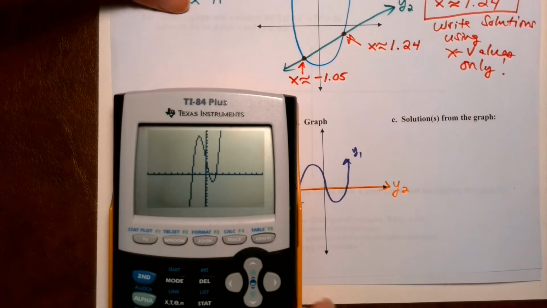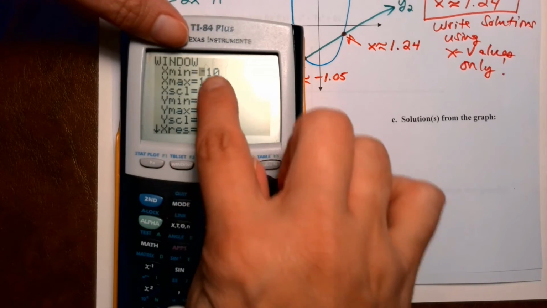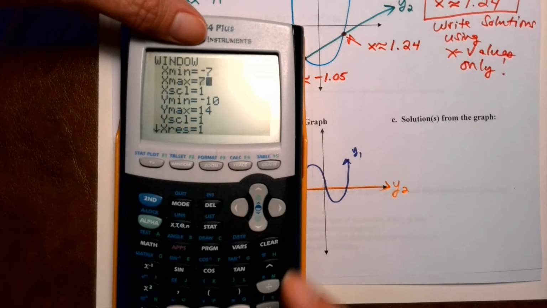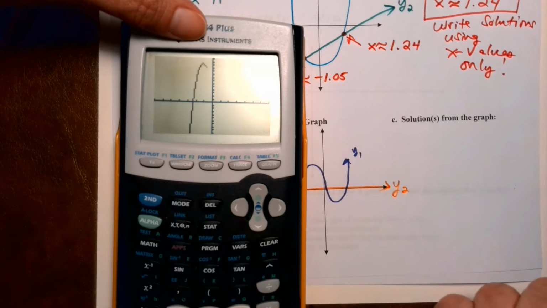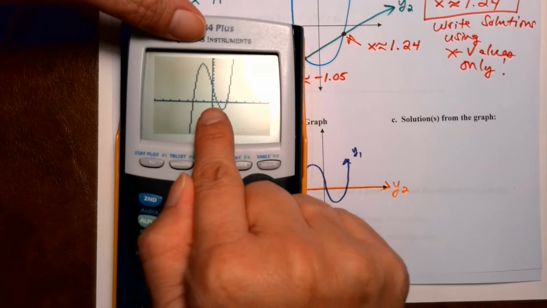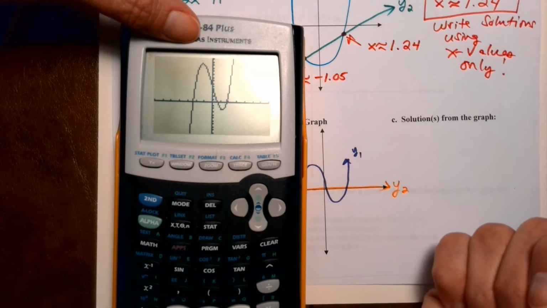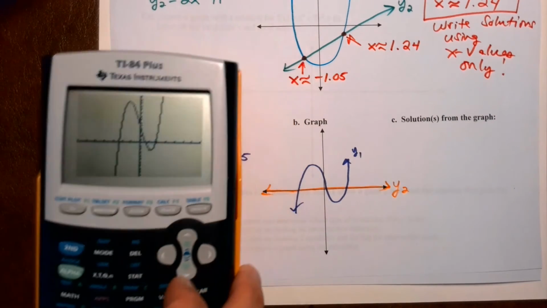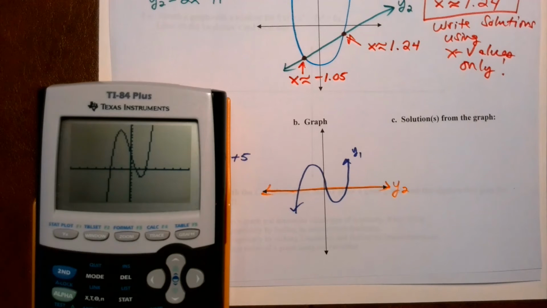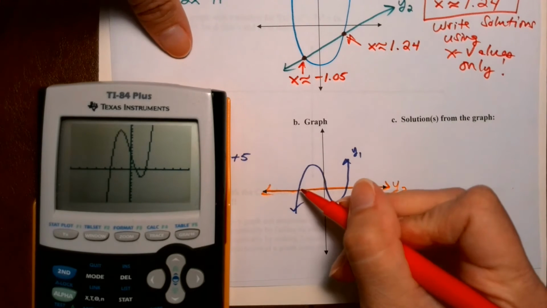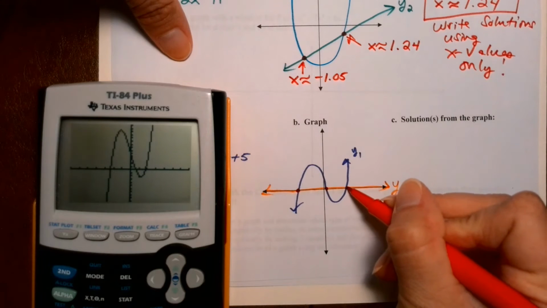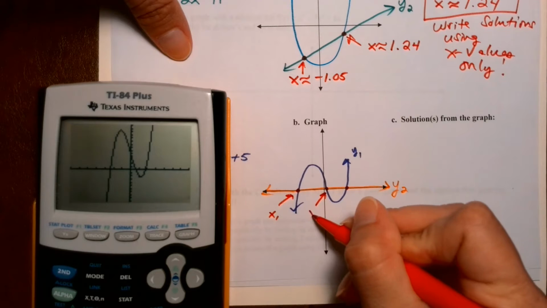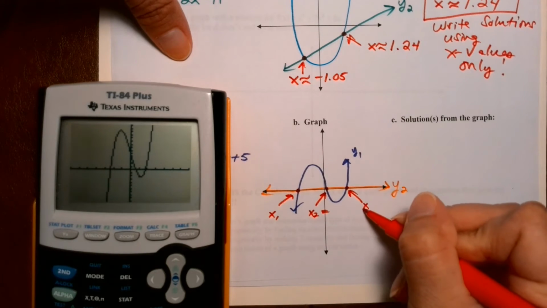You don't have to, but what some people like to do is go to the window, and instead of -10 to 10, how about -7 to 7? Does that get in a little bit closer? Oh, I can see 3 x-intercepts now. The important thing is if you can't see them, you won't know to find them. So I know from our picture, y1 equaling y2 does have 3 solutions right here. 1, 2, 3. This is going to be the first solution, x2, and x3.